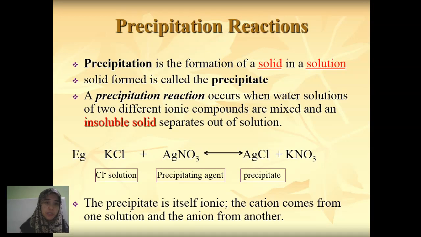So first of all, what is precipitation? Precipitation is the formation of a solid in a solution. The solid formed is called a precipitate. For instance, in the reaction of KCl with silver nitrate, the silver nitrate is a precipitating agent and produces the precipitate, which is silver chloride.